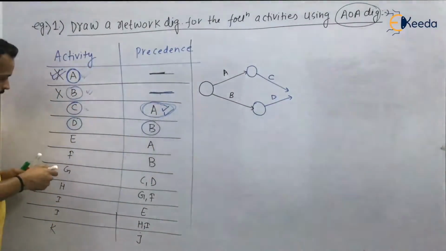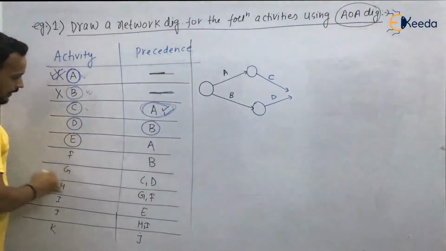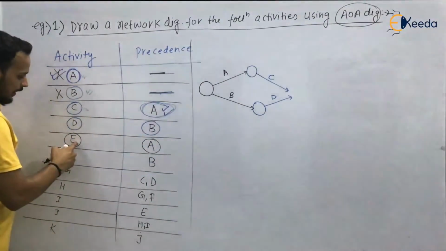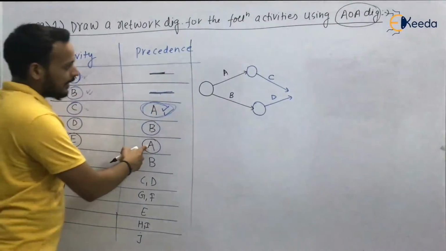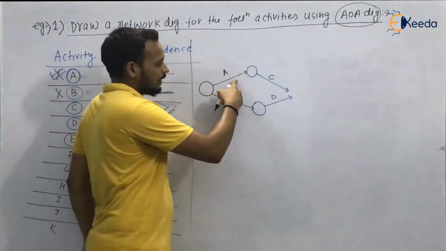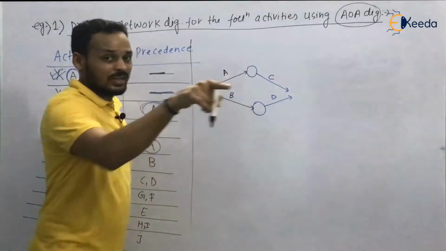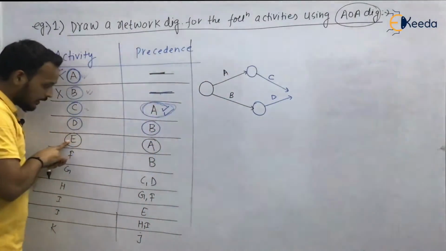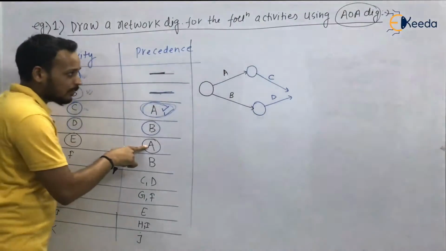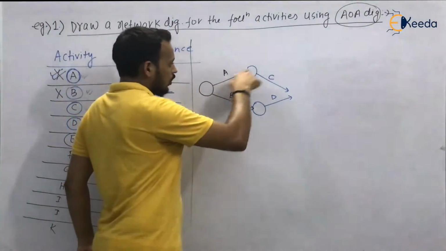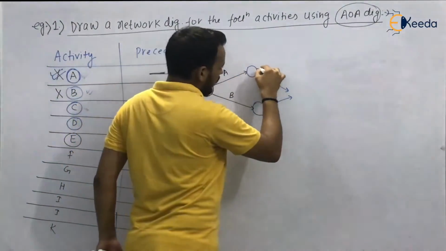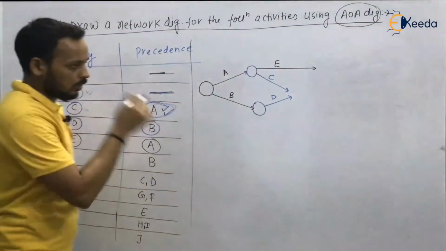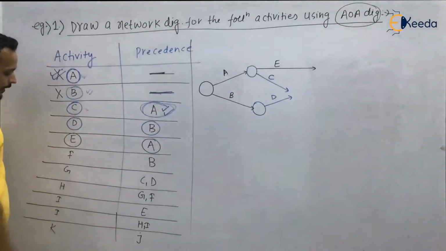Now look, activity E and the precedence is A. Again, for activity E, the precedence is A. It means E has to be started where A has been terminated. Look at A. You have to start E. Activity E. Okay. You have completed activity E.